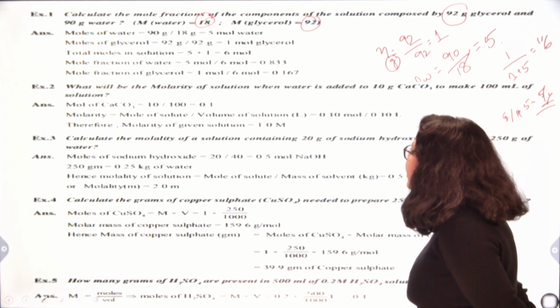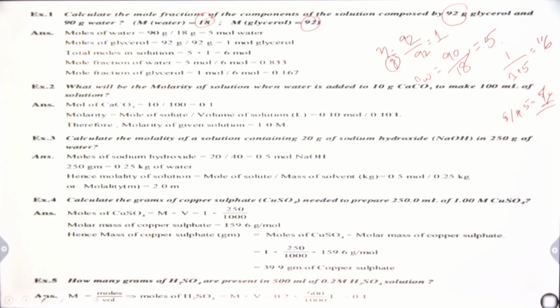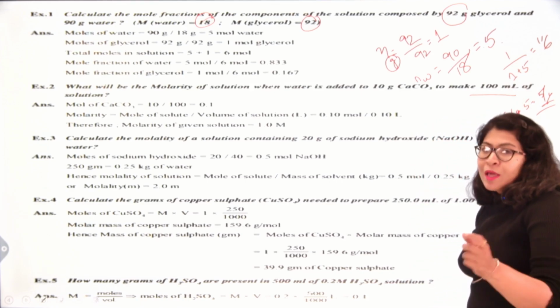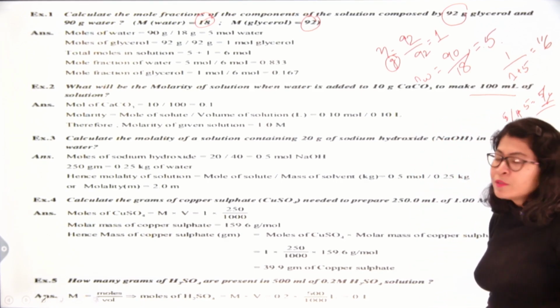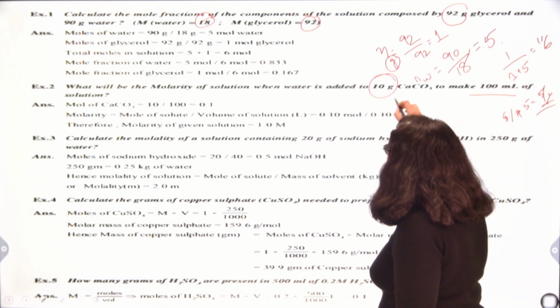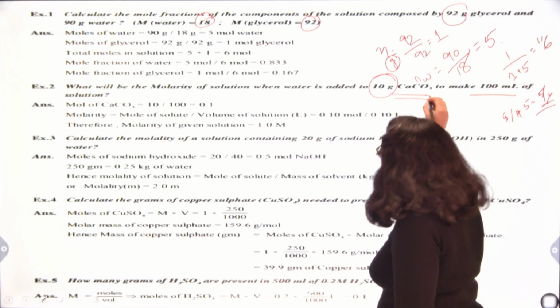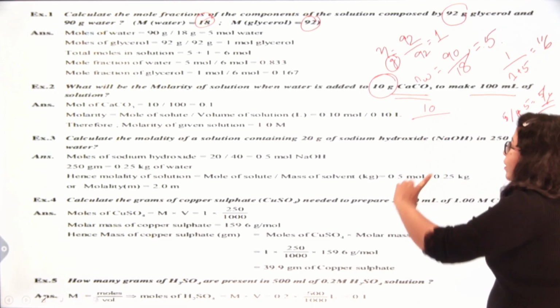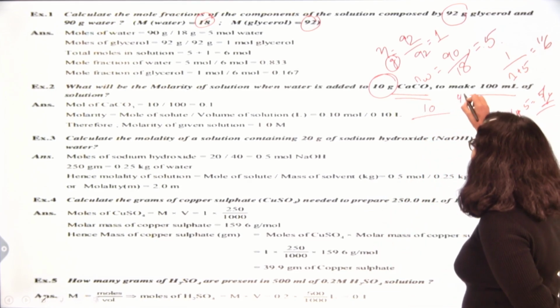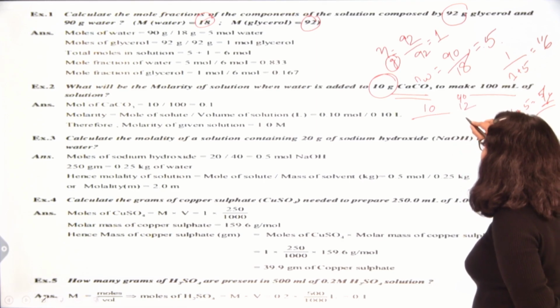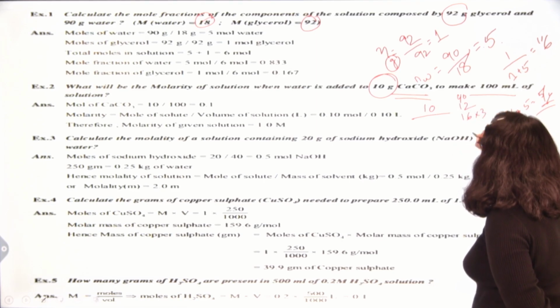what will be the molarity of solution when water is added to 10 gram of calcium carbonate to make 100 ml of solution? Molarity means number of moles by volume of solution. Here 10 gram of calcium carbonate is taken. So you have to find the number of moles of calcium carbonate, that is given mass by molar mass, and the molar mass of calcium carbonate: calcium is 40, carbon is 12, and oxygen is 16, 16 into 3, which is 48.